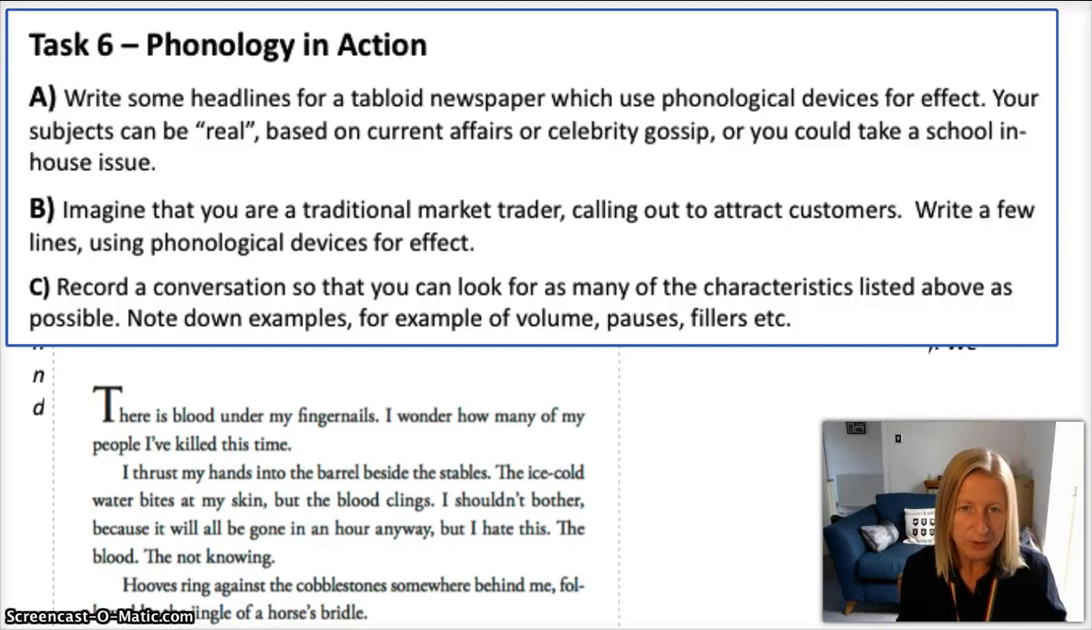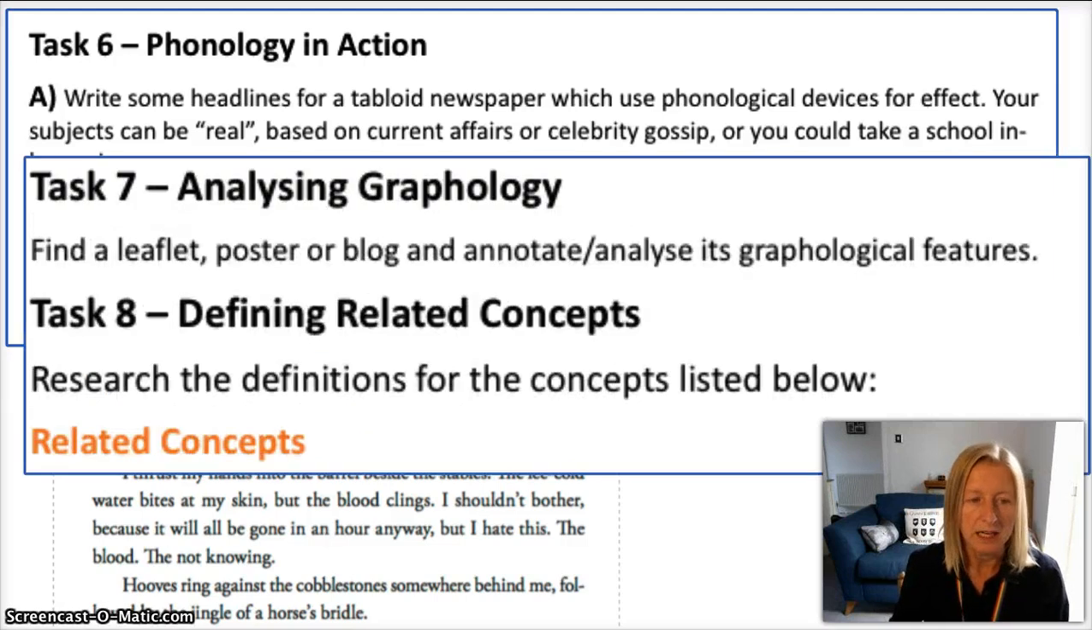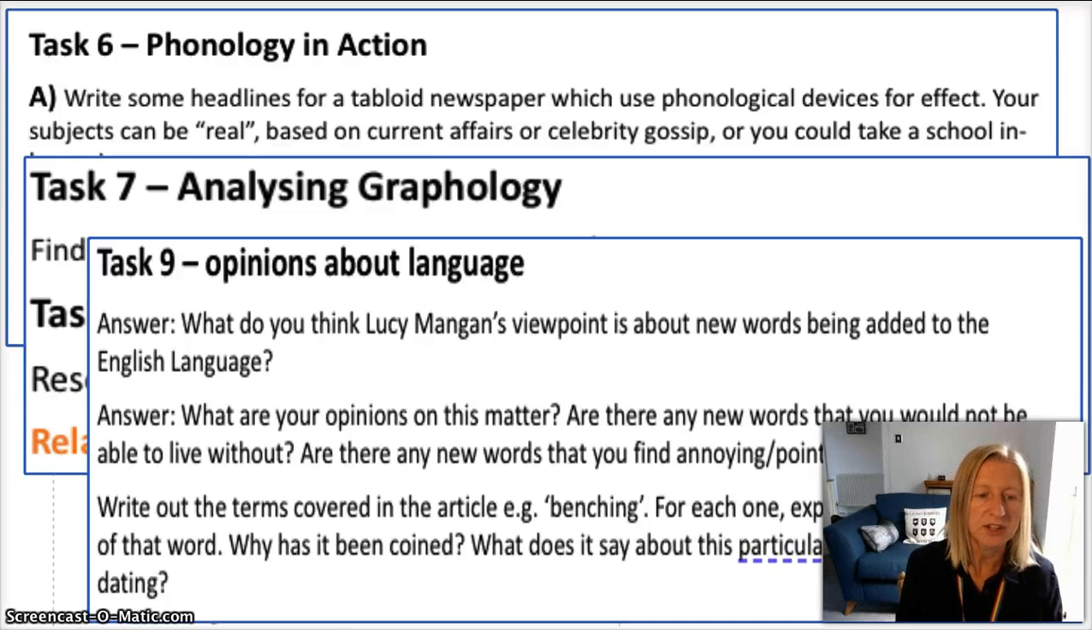You'll notice here, or you will once we get going in September, that I'm taking you through all of the different language levels. Then there was an activity on graphology, which is the design and layout of a text. And then there was some related concept revision, research, that you had to do for task 8. Then task 9 was all about opinions. So remember, lots of this course is not just about analysing language, but having an opinion about how language is used, but also understanding other people's opinions and attitudes to language.